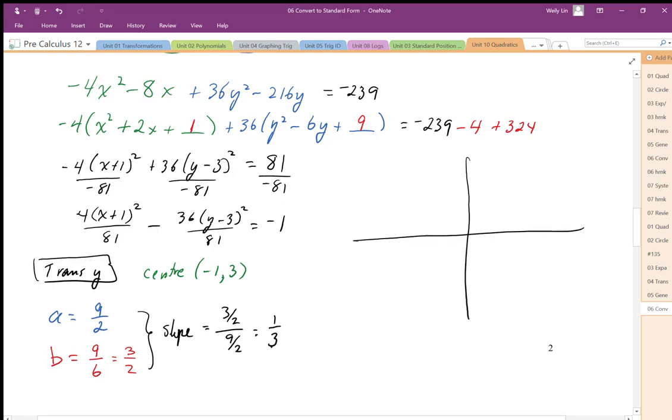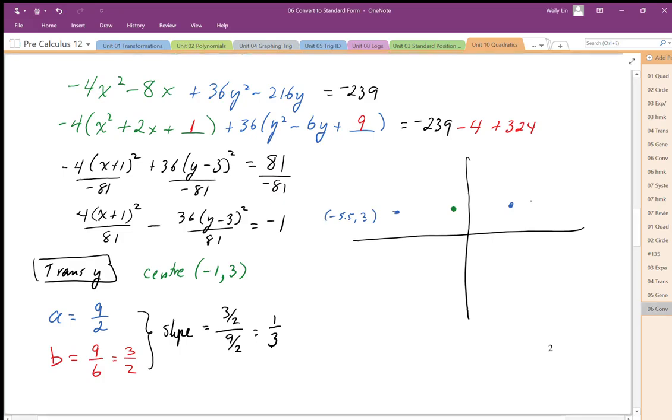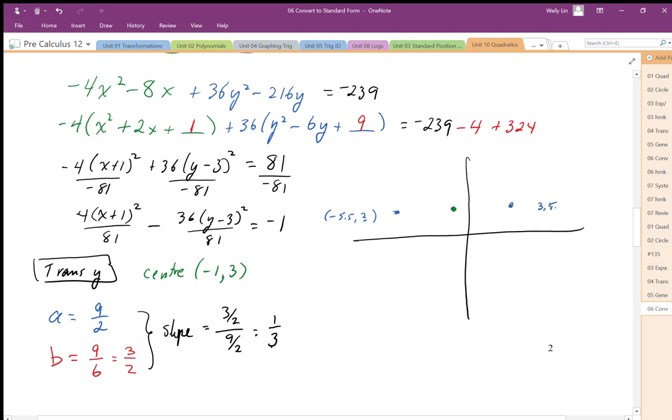Okay, so I'm going to draw my axes. My center is going to be at -1, +3, so I'm going to draw that here. It's going up and down, so it's trans y. I know along the a-axis, or the x-axis, I'm going to go to the right 4.5, so maybe around here, that's going to be 3.5. I'm going to go to the left 4.5, so that's going to be -5.5. Okay, so what did I say that was going to be? 3.5 and 3.